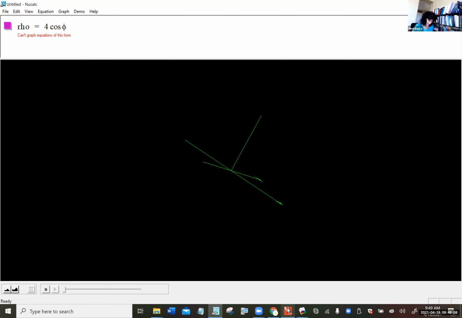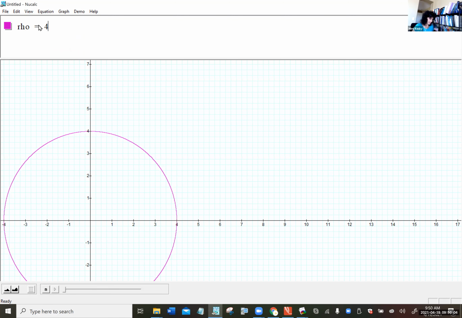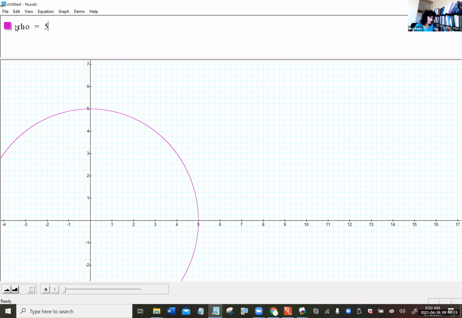That's a drag. Okay, well, what about if I graph rho equals 4, say? Oh no, it didn't want to give it to me. I don't want that either. It's not going to go. It's going to think rho is r, so it's not letting me do it. That's too bad.